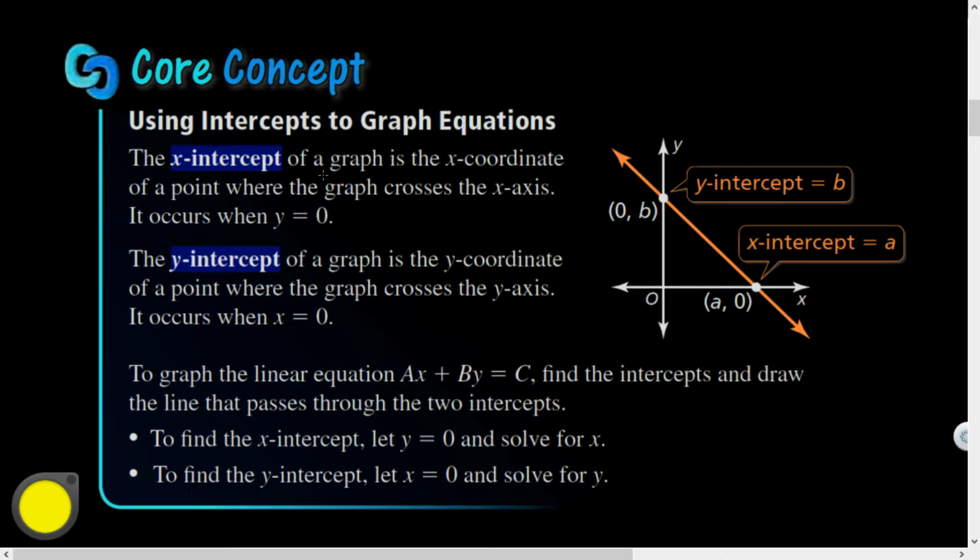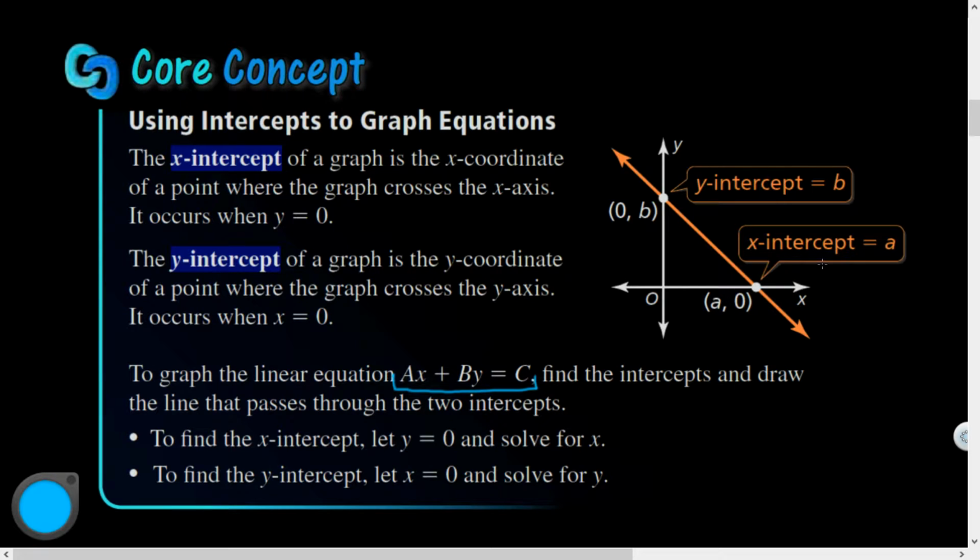Here we go. If I wanted to graph a line of the form ax plus by equals c, one of the ways I could graph is by finding the points we'd call the x-intercept and the y-intercept, which are very aptly named points for an equation or a graph. They are the points where the graph crosses the x-axis.